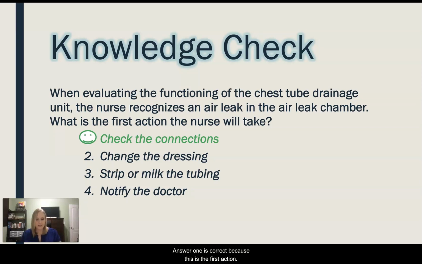Answer 1 is correct because this is the first action. Based upon your knowledge of chest tubes, air leaks are an indication that air is entering the system from outside of the chest tube insertion site. For the system to work properly, a chest tube must maintain an airtight seal.